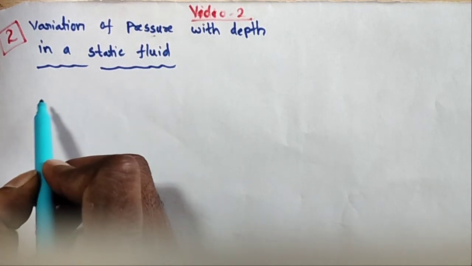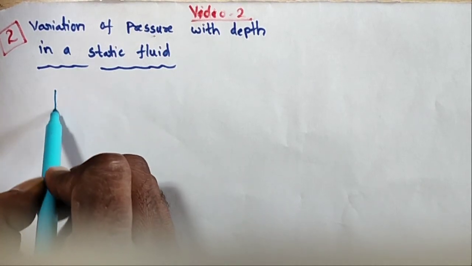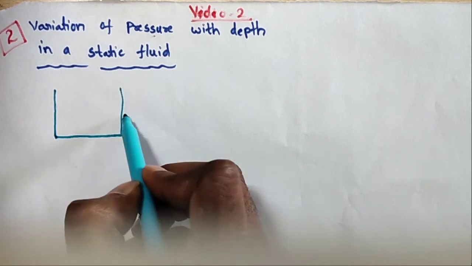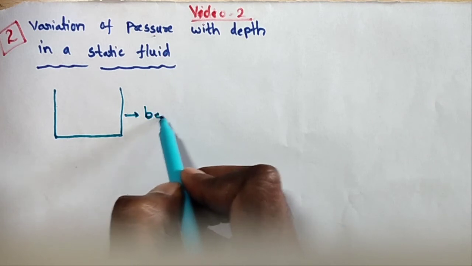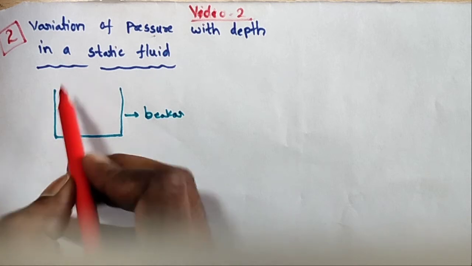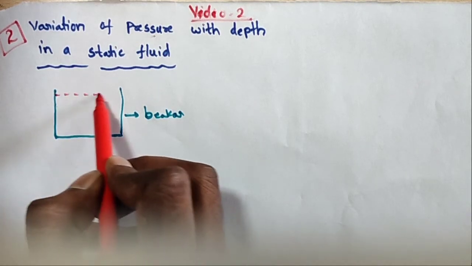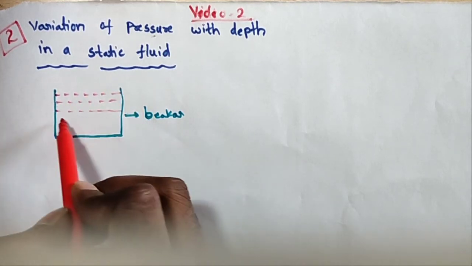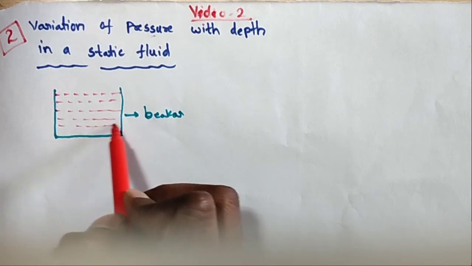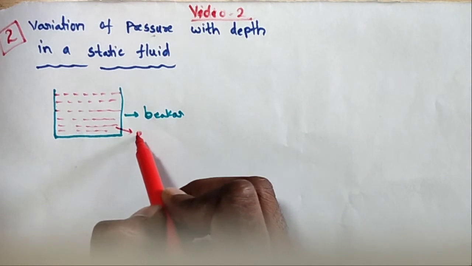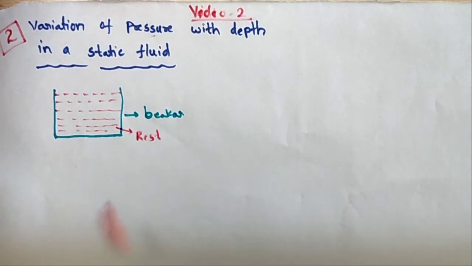So here I am taking one container or beaker. The beaker has some liquid, maybe water or any liquid, at a rest position. So that is called a static fluid. That is, the fluid is at rest.